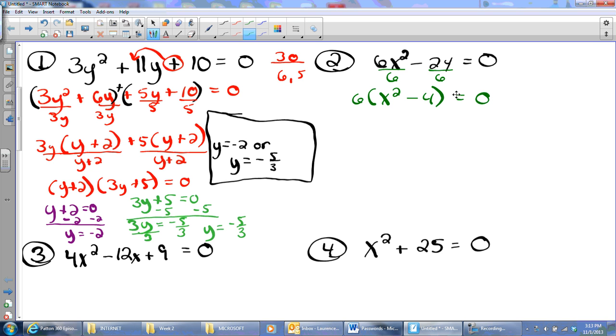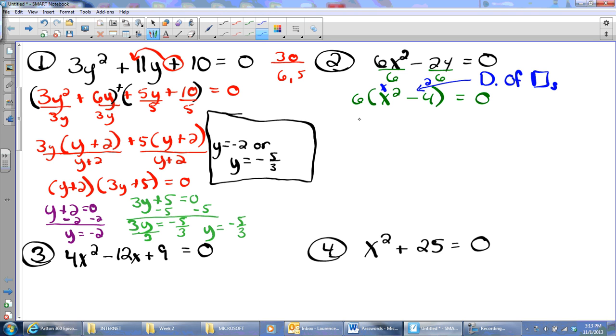Now, I'm not done because this can be factored further, right? This is the difference of perfect squares, right? Because there's a perfect square minus a perfect square. I know the square root of x squared is x. I know the square root of 4 is 2.